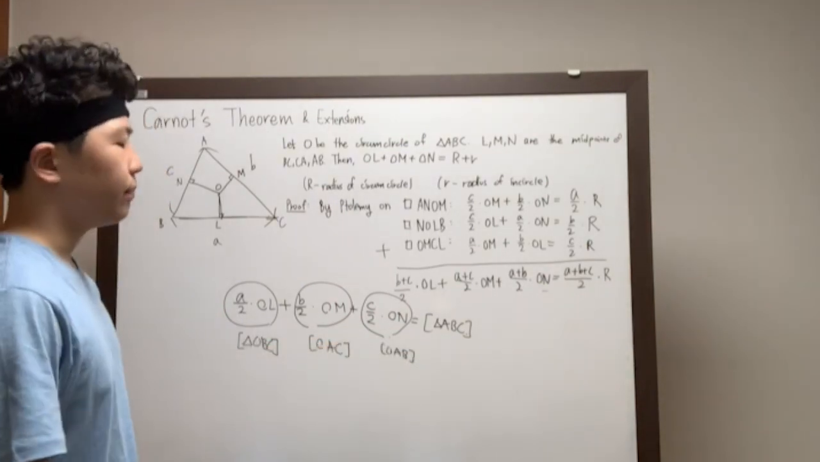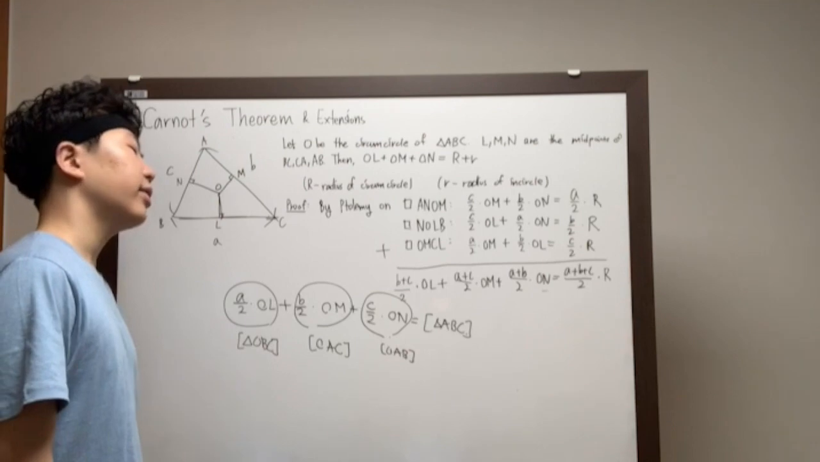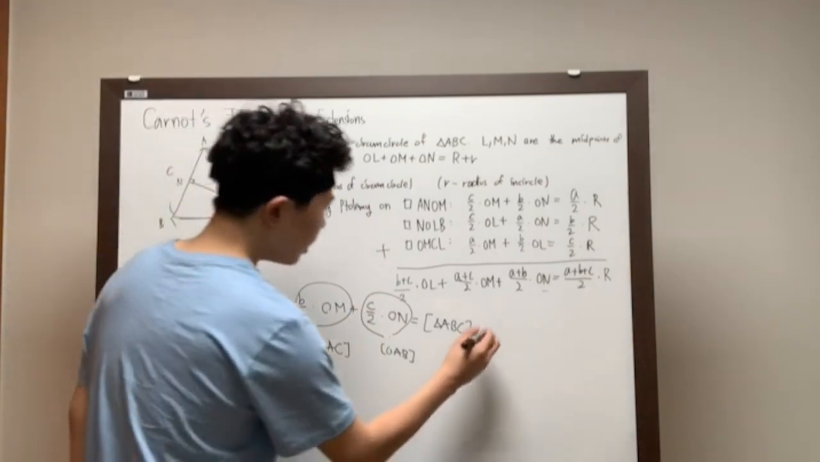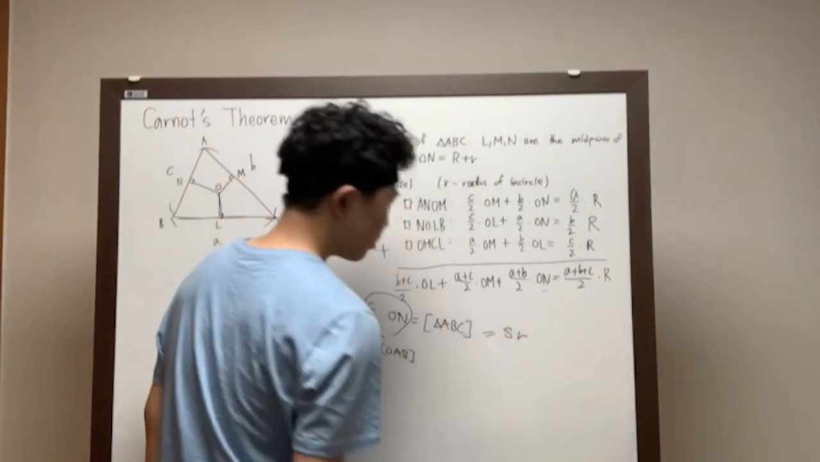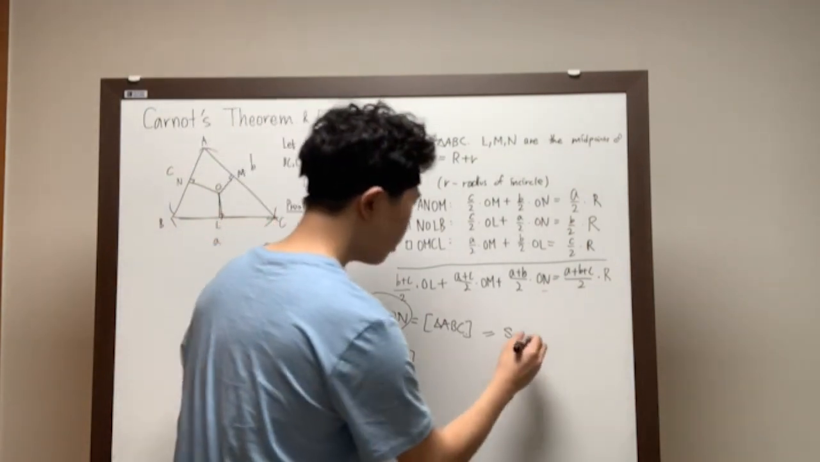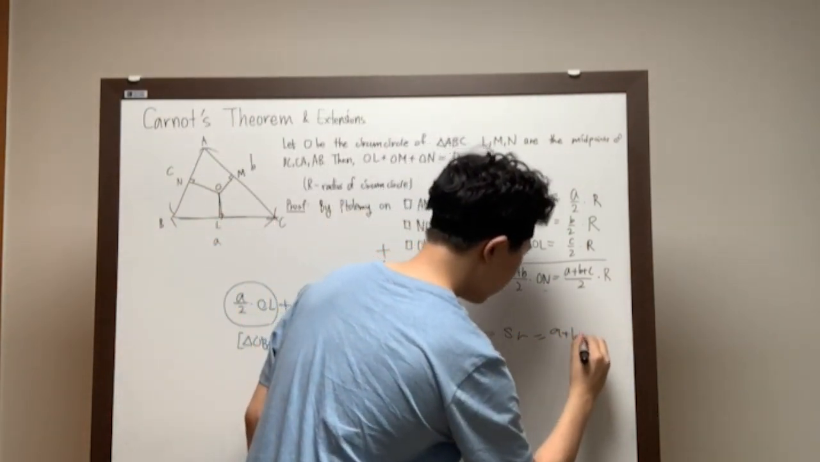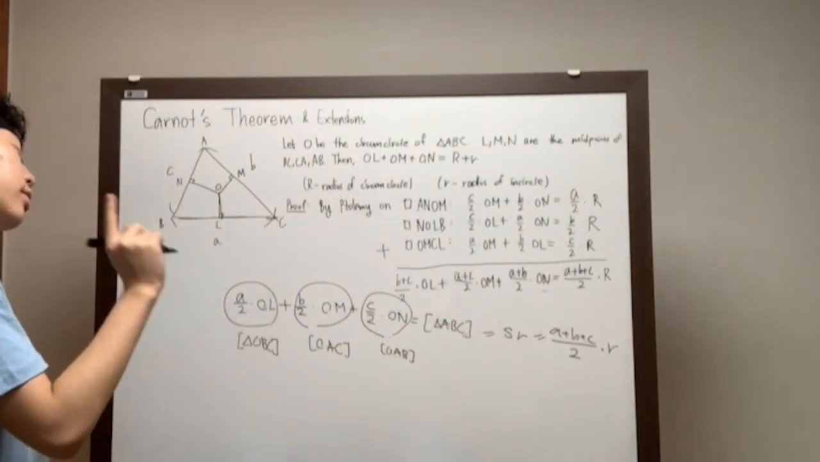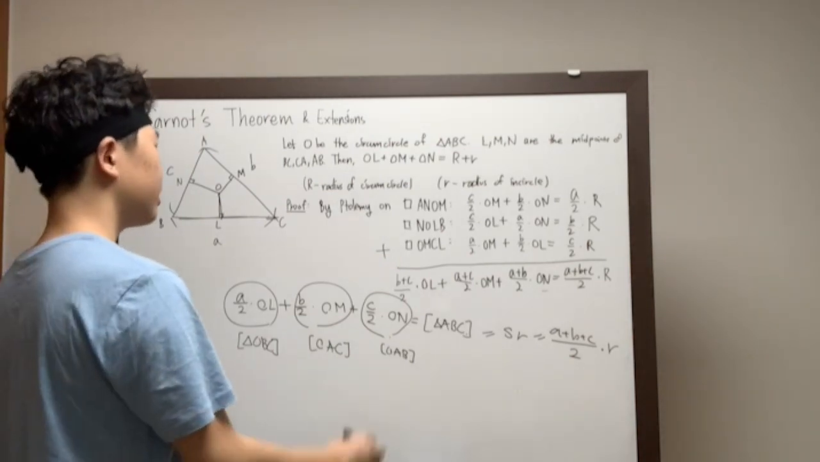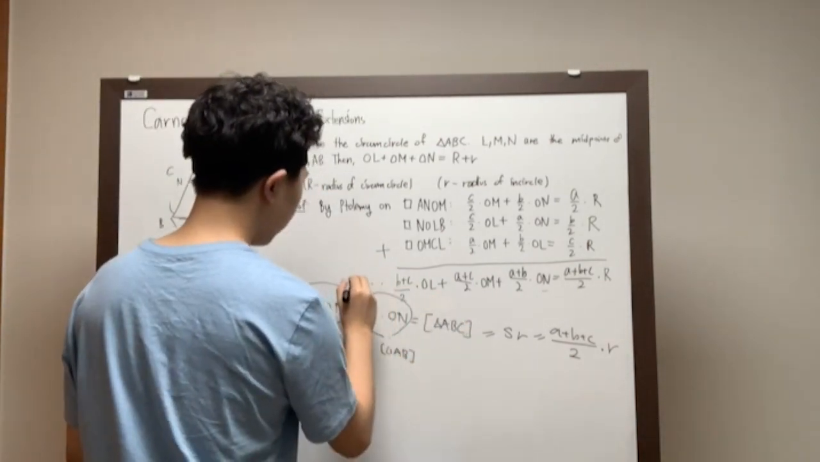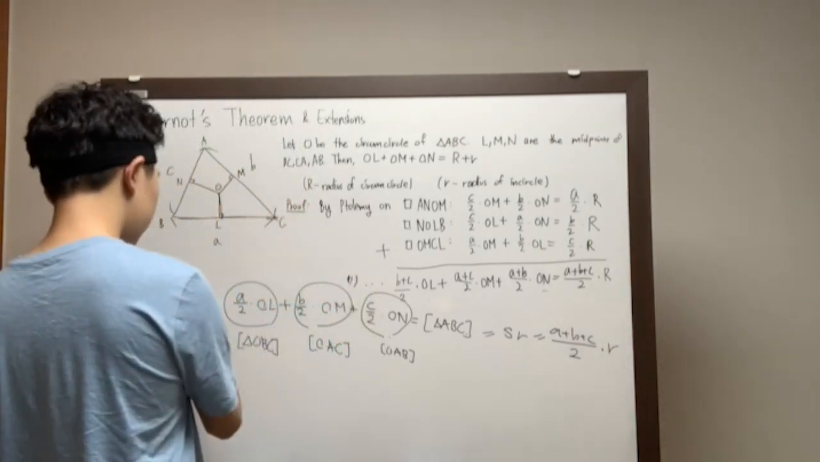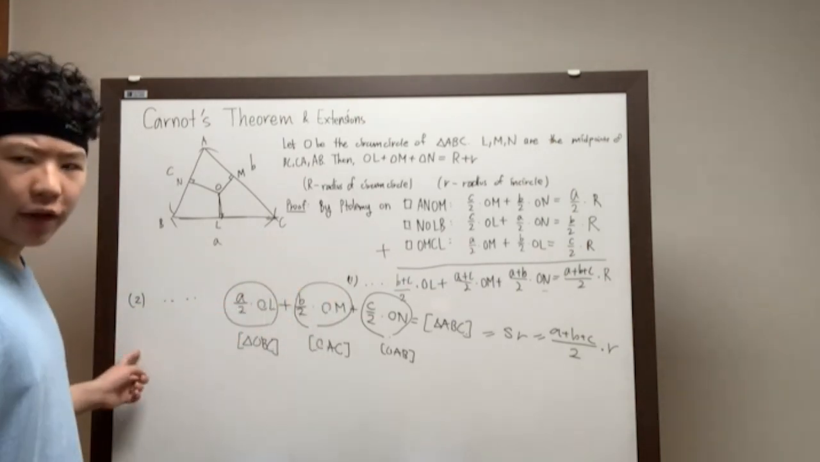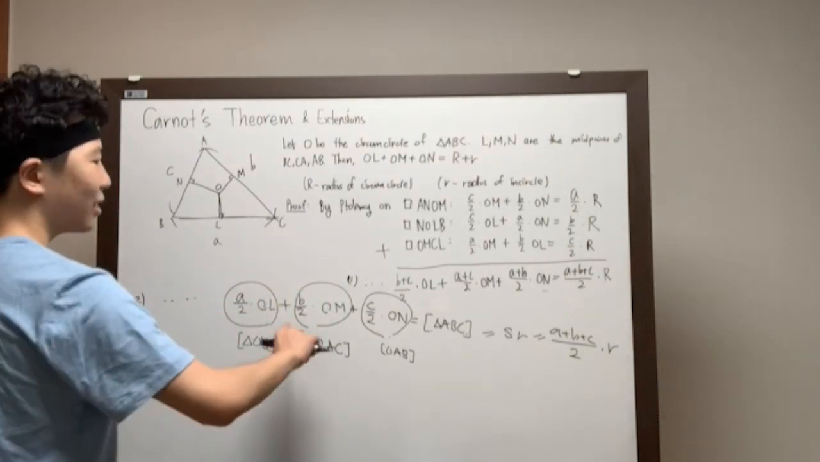But we know what the area of ABC can be represented as in terms of small r. The area of ABC is equal to s times r, which is also equal to a plus b plus c over 2 times r, right? So from here, let's call this equation 1, and let's call this equation 2. If we add 1 and 2, then we're going to get the desired equation.